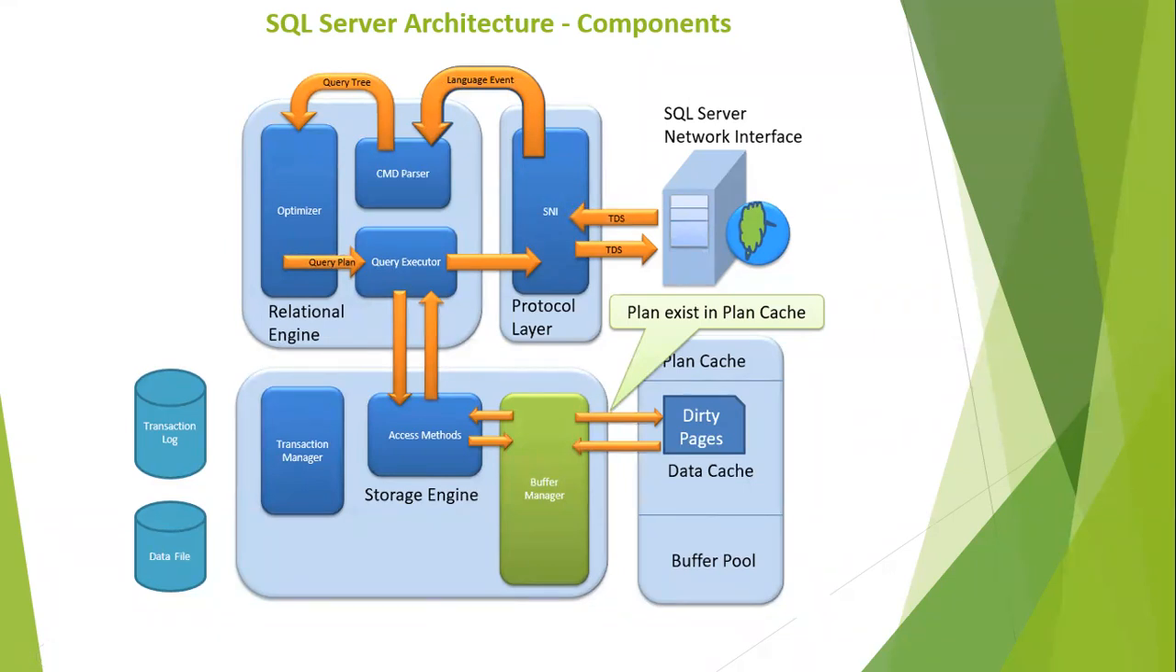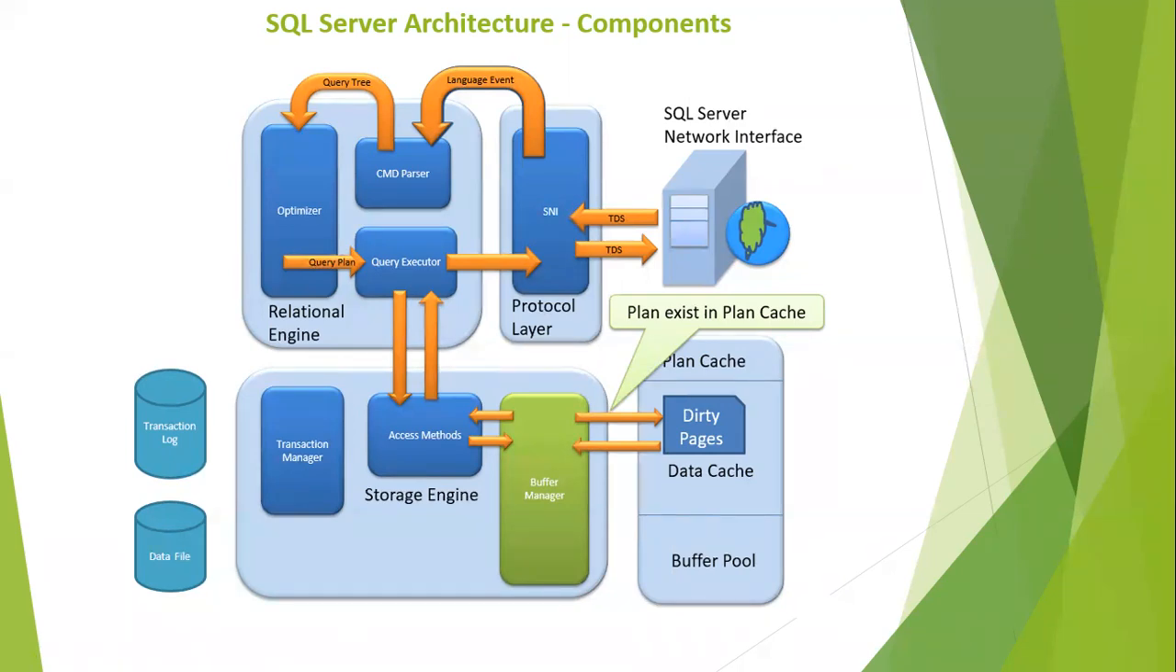The command parser will check if there are any syntactical errors. If there are any syntactical errors, it will be sent back to the client with a TDS packet. If there are no syntactical errors, then it goes to the algebrizer, where it checks the schema binding. If the schema binding is done, then it will check whether the plan already exists in the plan cache or not. If the plan does not exist in the plan cache, it generates a plan tree, the query tree.